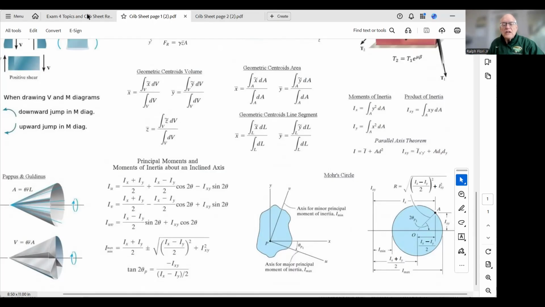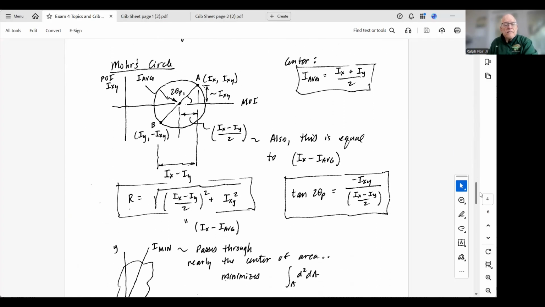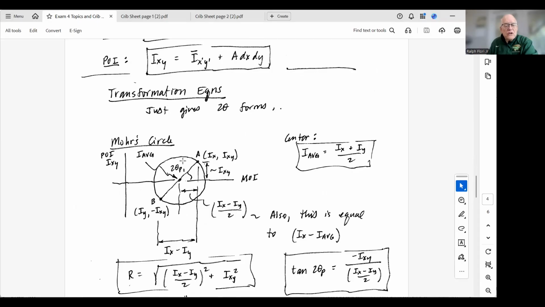Coming back to this sheet here, he doesn't give you this point B. If you extend A down, this is basic: if A is your x face, then 180 degrees from that is B, which is the y face. So this would be Iy and negative Ixy down here. He doesn't show that on his picture.